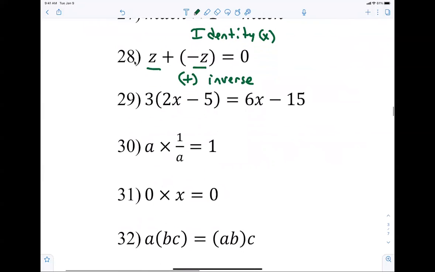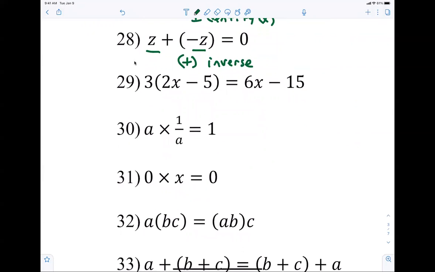All right, Ashley, what is 29 called? That's right, distributive property. All right, Luca, tell me.